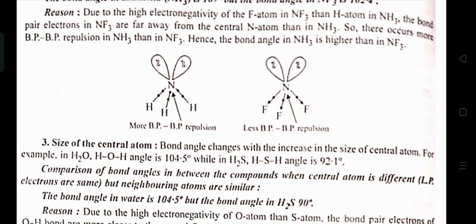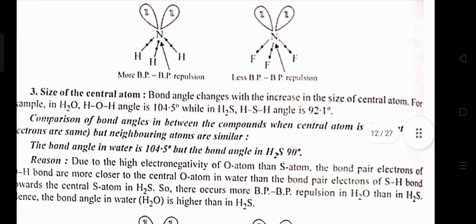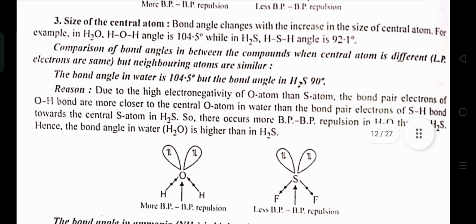So there occurs more bond pair repulsion in NH3 than in NF3. Hence the bond length of NH3 is higher than NF3. Size of the atom: bond angle changes with the increase in the size of the central atom.